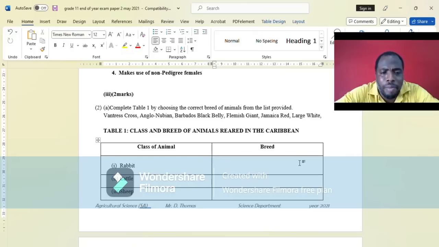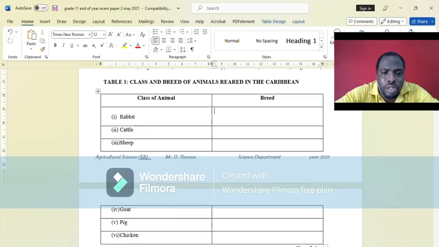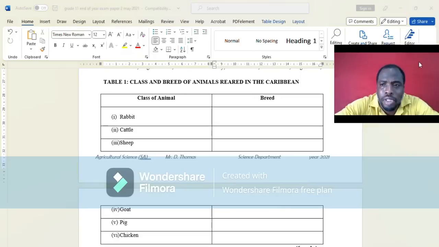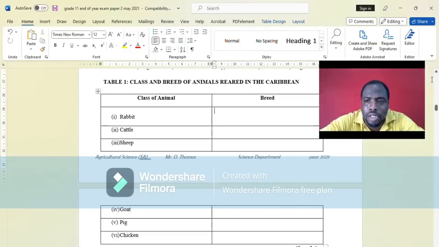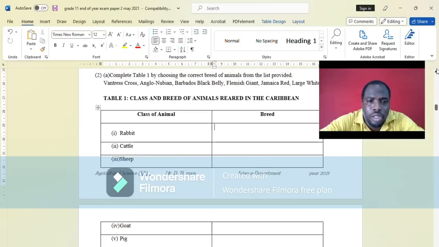So a breed of rabbit from the list would have been the Flemish Giant, the cattle would have been the Jamaica Red, the sheep would have been the Barbados Black Belly, we have the goat, which would have been, let me scroll back to see the goat. The goat would have been the Anglo Nubian. The pig would have been the large white, and the chicken, the Ventris cross.